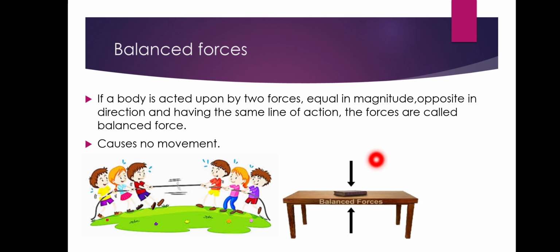See here, the book kept on the table is also not moving. Why? Because it is balanced from both sides. The reaction force is acting on the book upward and the gravitational force is acting downward. Due to the balanced force, it will not move.